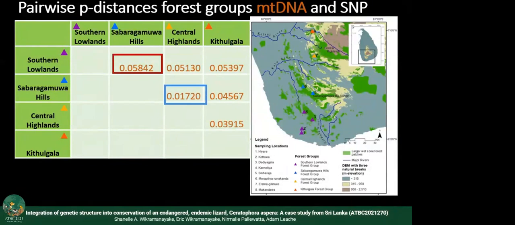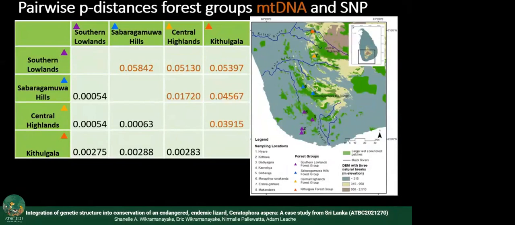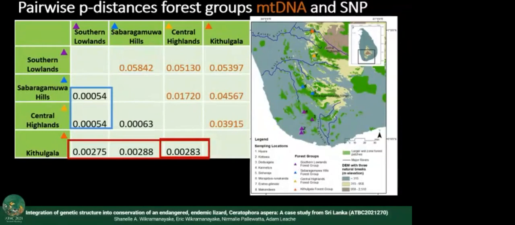For the SNP dataset, we see the highest P distance is between the Central Highlands and Kitugala, and the lowest is between the Southern Lowlands and Sabaragamo Hills and Central Highlands. We also see the trend seen in the phylogeny, where P distances with comparisons including Kitugala are relatively higher than other forest group comparisons.